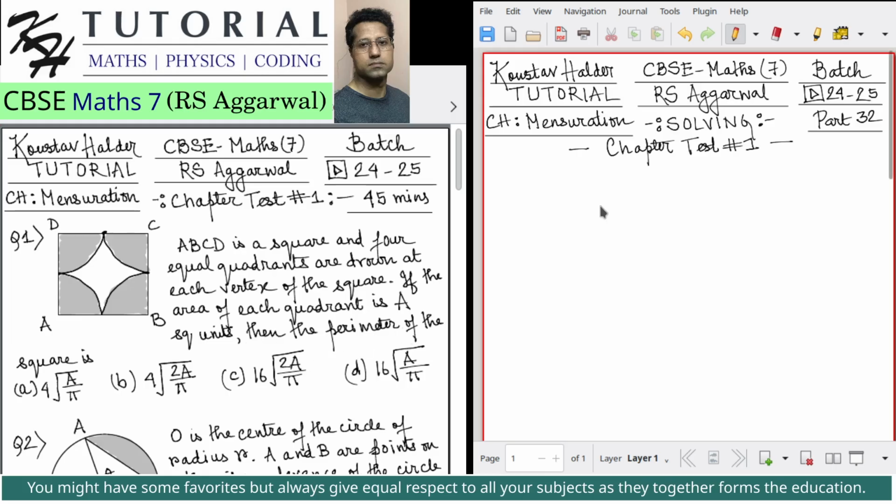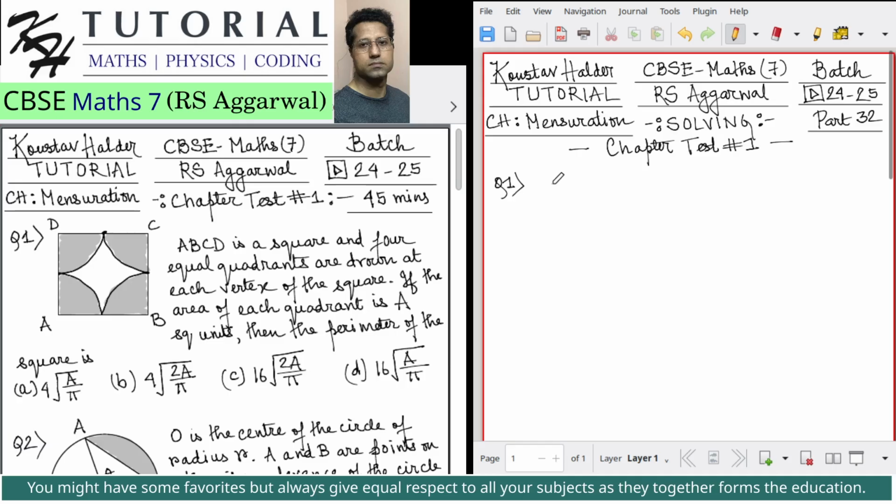Problem one, there is a figure. It says ABCD is a square and 4 equal quadrants are drawn at each vertex of the square. If the area of each quadrant is A square units, then the perimeter of the square is.